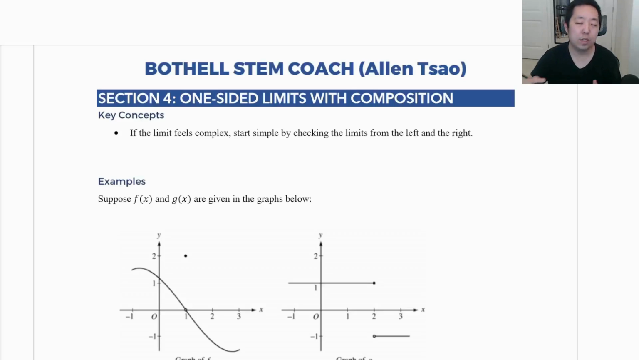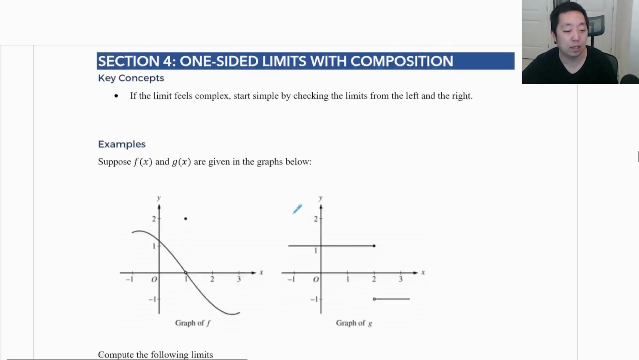So sometimes if you have tricky limits, for lack of a better word, one of the things you always want to do is make sure you analyze the limits from the left and the right. So if a limit feels kind of complicated, especially with graphs and with compositions, make sure you check the limits from the left and the right, okay? Because it may not be as obvious as you might think.